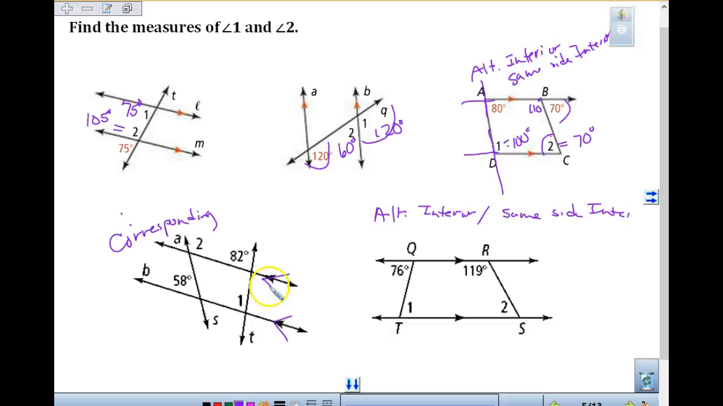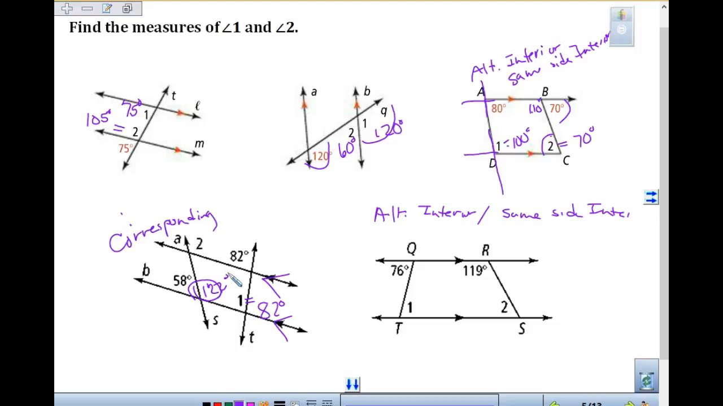So Abby, start us off. You want to find 1 or 2? 1. Pretty easy. It's corresponding. How many degrees? 82. This one's 58, which means over here, Hale, how many degrees am I looking at in this one? 122, because what do we know about those two? 122 plus 58 is 180. Has to sum to 180, so we got 122.